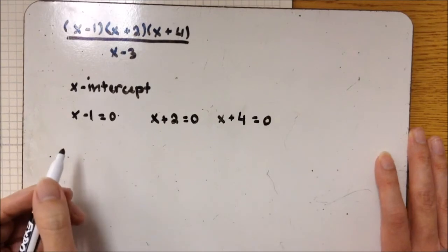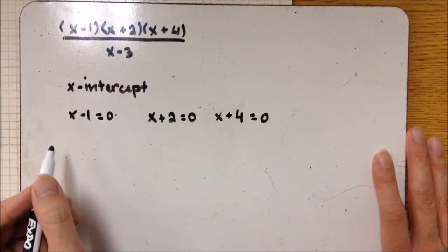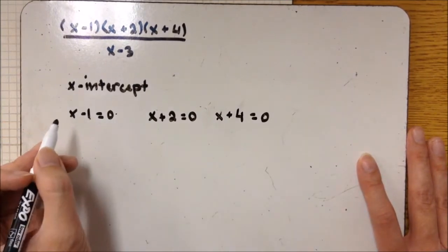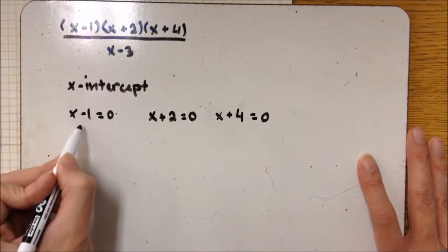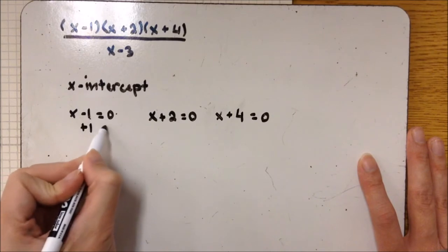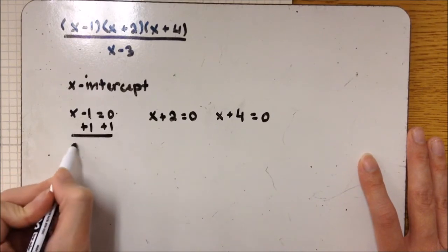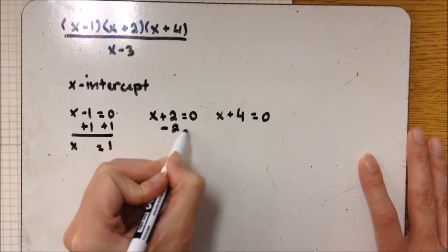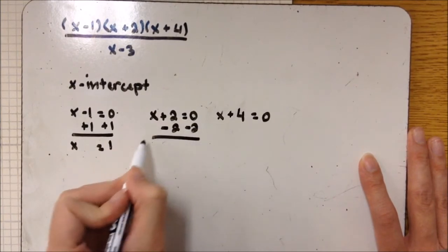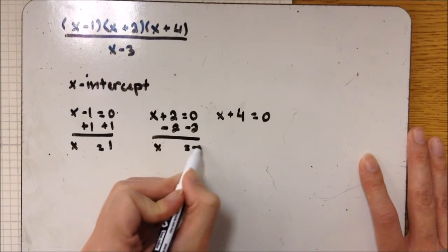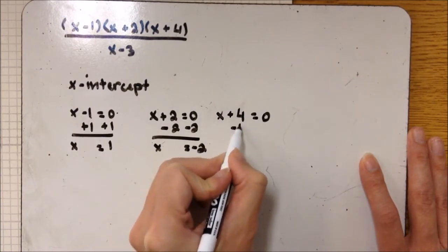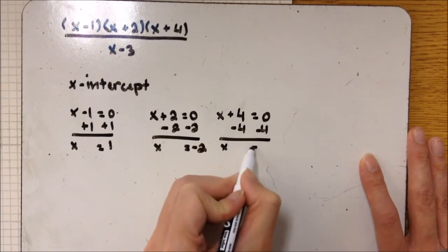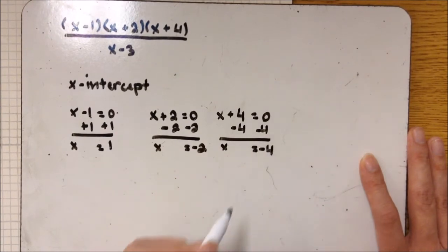Okay? So it's kind of like doing vertical asymptotes, but this time we're only doing it for just the x-intercepts, and you see the difference at the end. So we're going to solve for each x. x equals 1. And the last one, x equals negative 4.